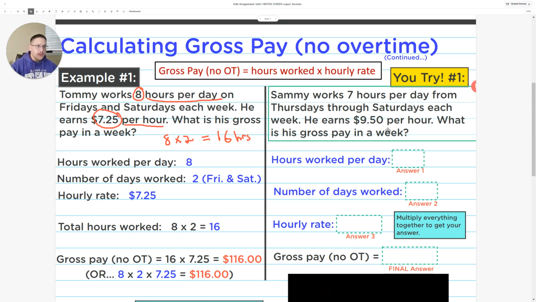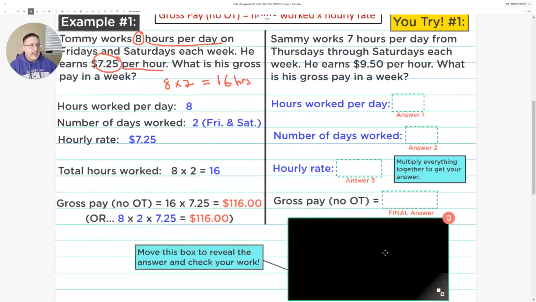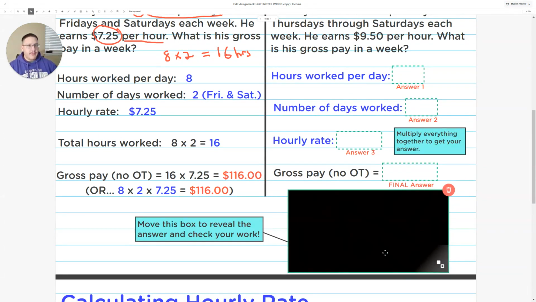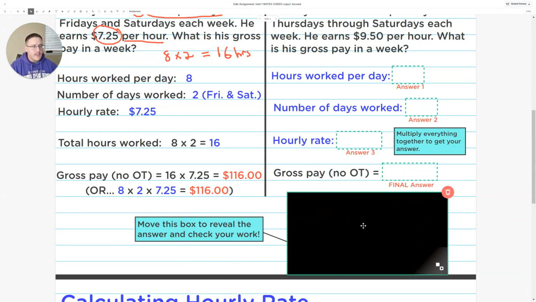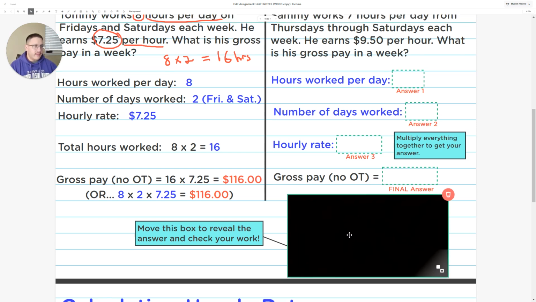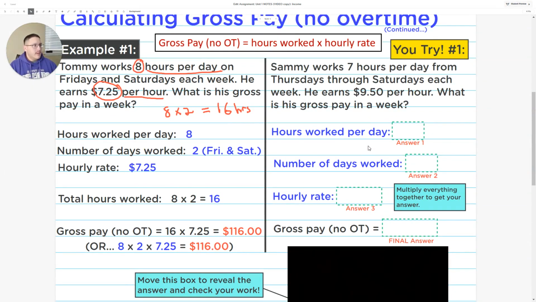If you're on ClassKick, if you're following along with notes while watching this video, please go ahead and pause this video, fill in the blanks, and answer each part all the way up to the final answer. If you need to look at the steps or need to check your answer, feel free to move this box and see what it says. If you don't have ClassKick open, just do this on a piece of paper or in your calculator. Just try and participate and practice this problem and see if you can figure it out. Otherwise, I'm going to continue on and show y'all how to do this.